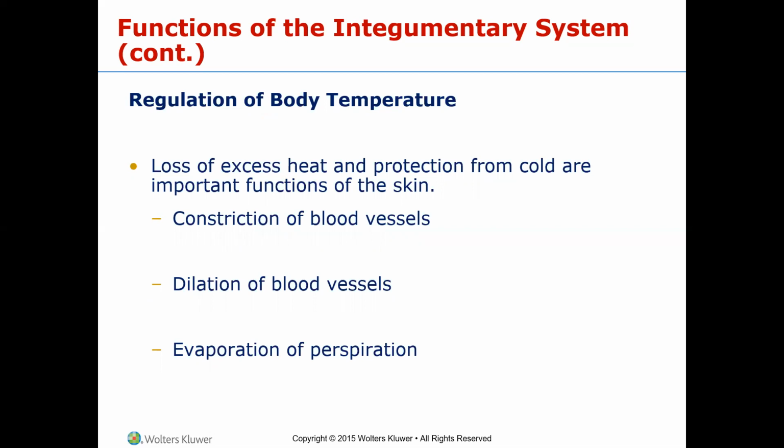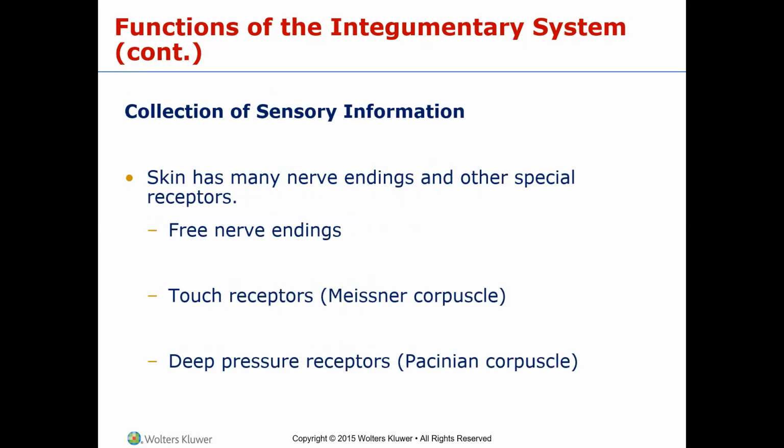As I said before, another function of the integumentary system is to regulate our body temperature. So it helps in the loss of heat, and it also protects us from cold. When we are cold, our blood vessels constrict, and when we're hot, those blood vessels will dilate. And of course, we have evaporation of the perspiration, which has been released from the sudoriferous glands out onto the surface, and it allows for that evaporation of the sweat.